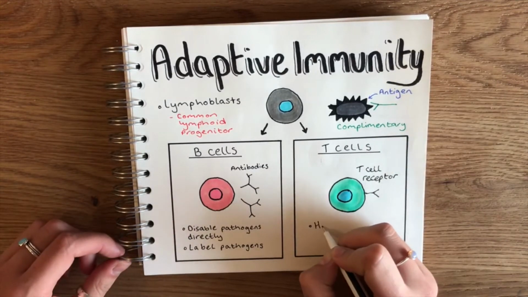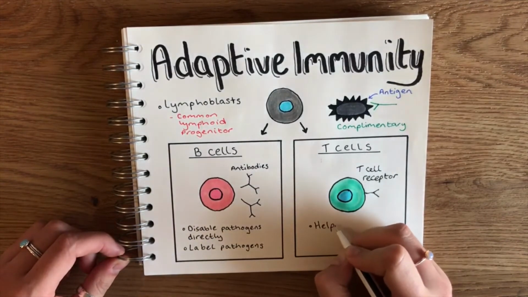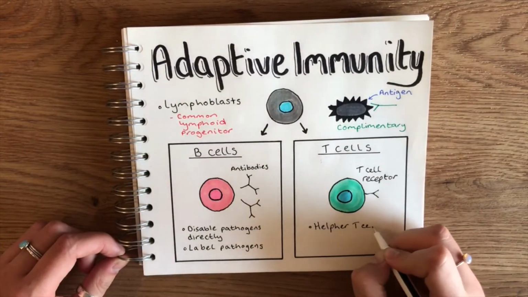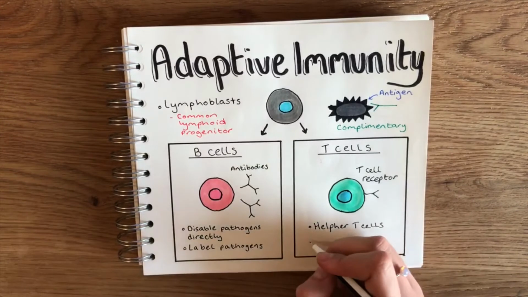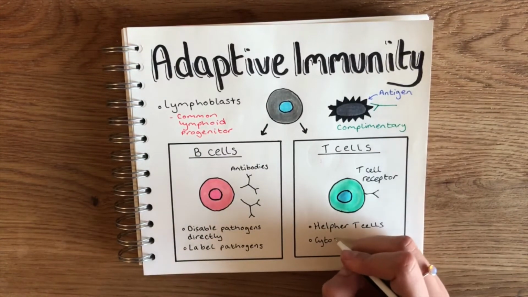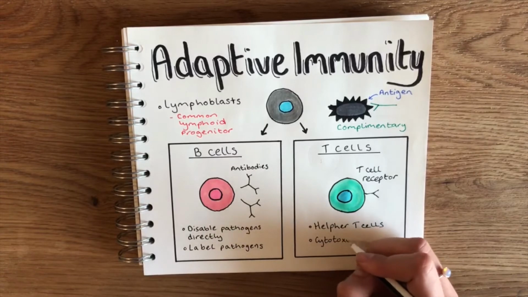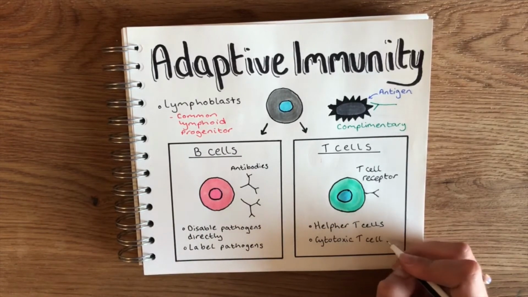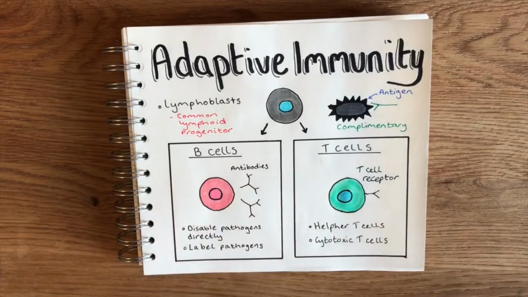So there are two main types of T cells: helper T cells, which, as the name suggests, help to activate other cells. So they help stimulate B cells to produce antibodies. They can also help macrophages, and another type of T cell known as a cytotoxic T cell. And as their name suggests, cytotoxic T cells are responsible for directly killing either pathogens or our body's own cells that have been infected with a virus or maybe become cancerous.